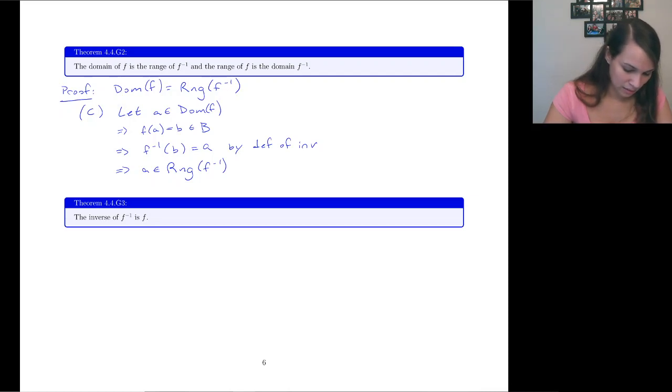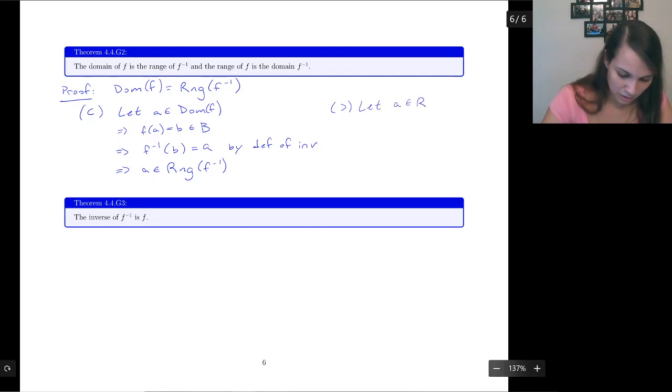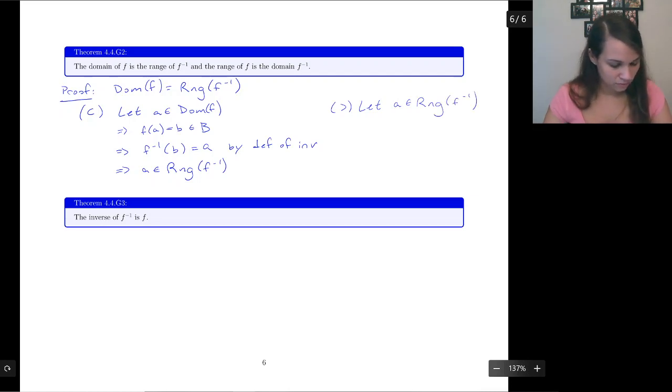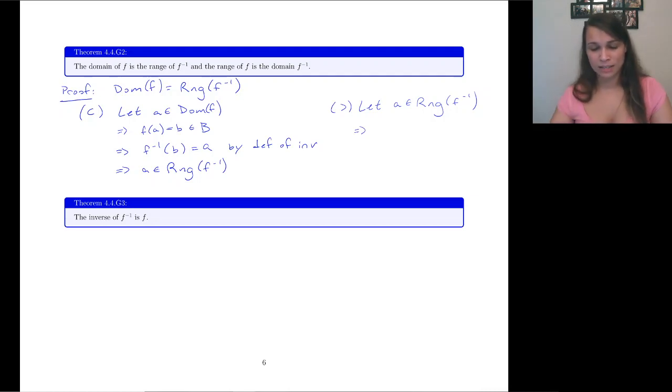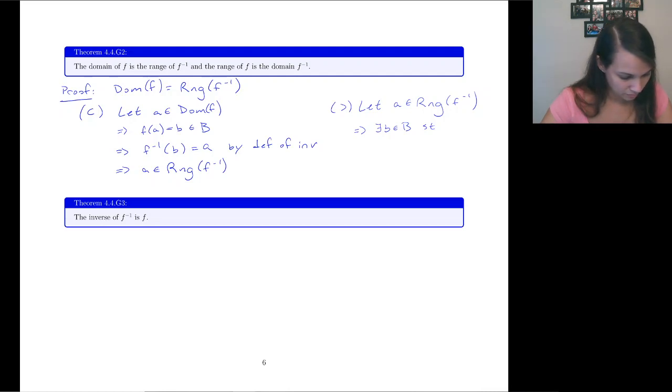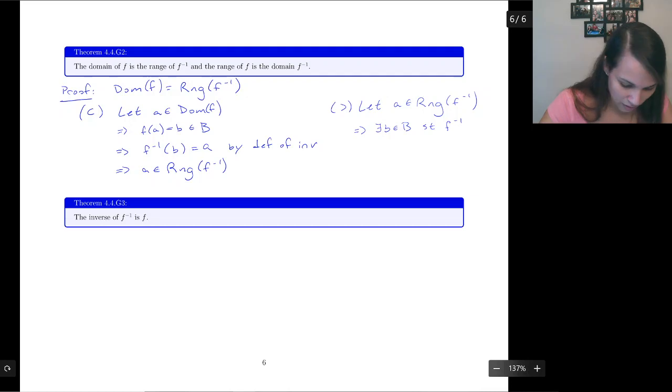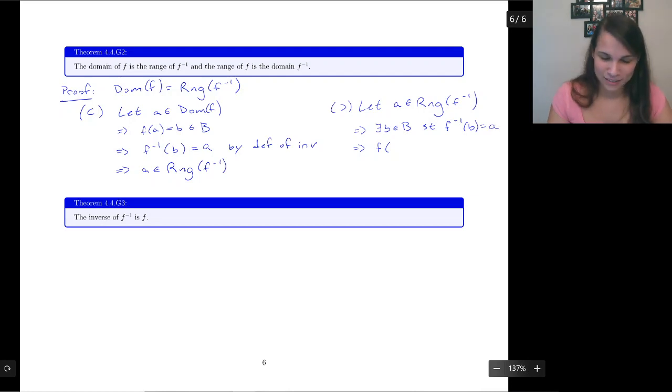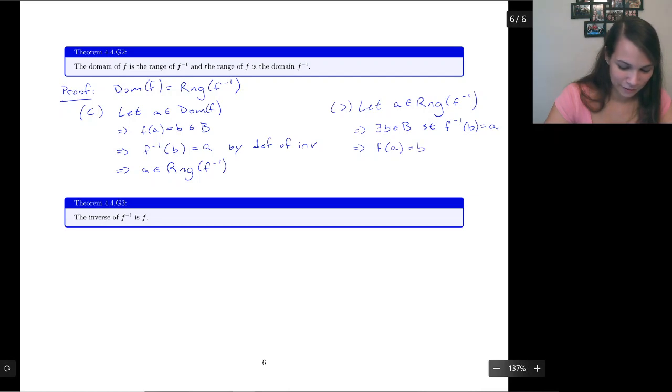Okay, so that's subset containment one way. Now we go the other direction. Let a be an element of the range of f inverse. Now we can conclude that since it's in the range, it has to have an input that got mapped to it. So there exists a b in B such that f inverse of b equals a. I defined that backwards. A is in the range, which means it has to get mapped to. There we go. So a is now an input of f, so a is in the domain.